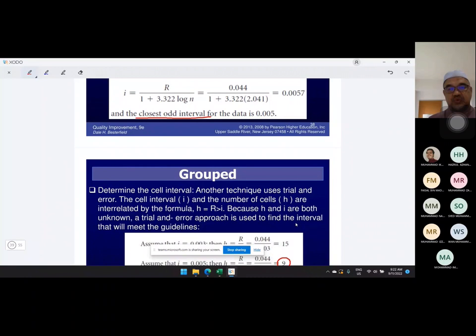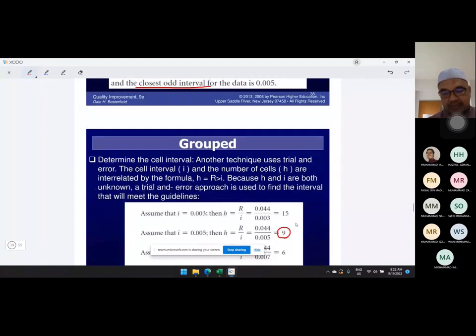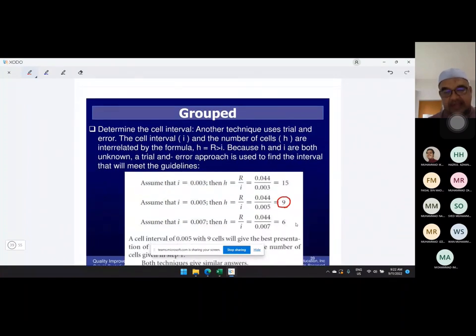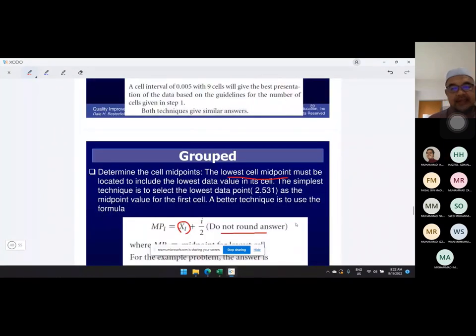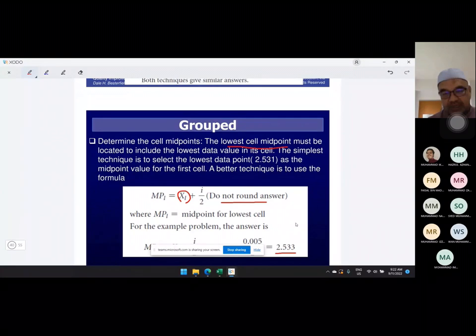And then we use the interval that we calculated, and we play around with it so that we have the recommended number of cells according to the total number of observations. Okay, this is if you want to draw this manually.